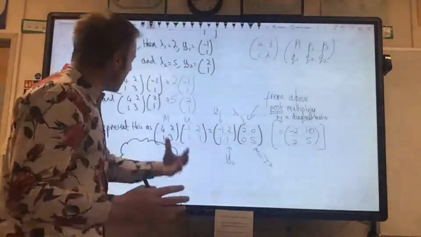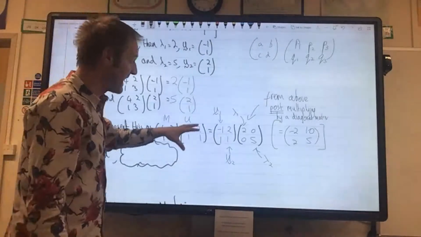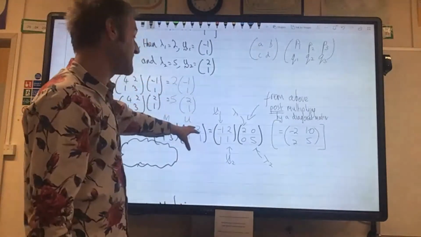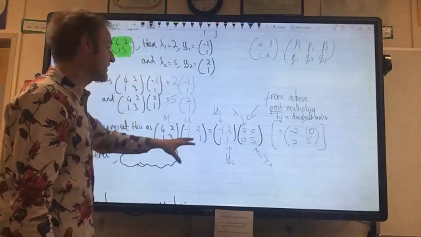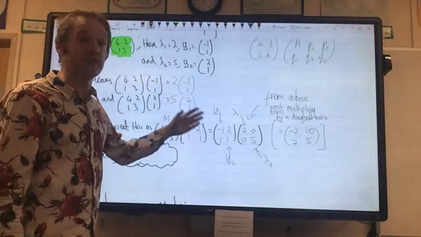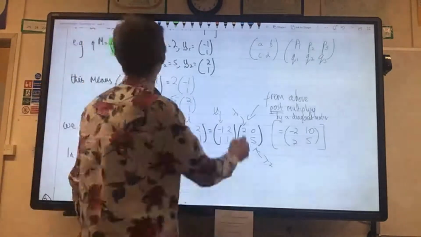But actually, it is important what you say. I am not thinking of this now as a transformation applied to a set of points, particularly. So this is very abstract. We're not thinking of it in terms of transformations at the moment. We're just thinking of it in terms of matrix multiplication. Okay.